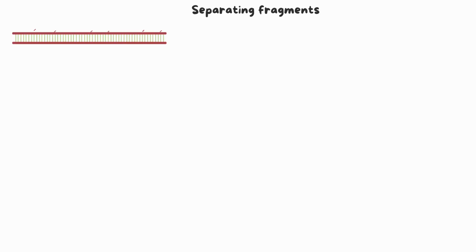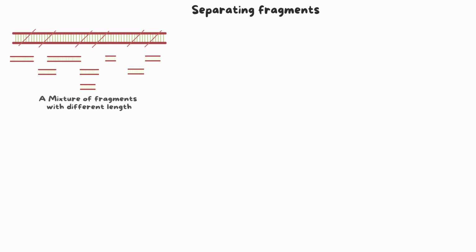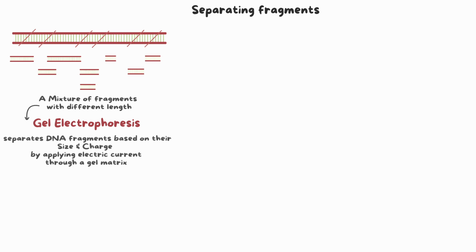When we cut a long DNA molecule, we end up with a mixture of fragments of different lengths. To find our gene of interest, we must separate these fragments using a technique called gel electrophoresis. Gel electrophoresis separates DNA fragments based on their size and charge by applying an electric current through a gel matrix. The gel is made of agarose, which is a polysaccharide derived from red algae.